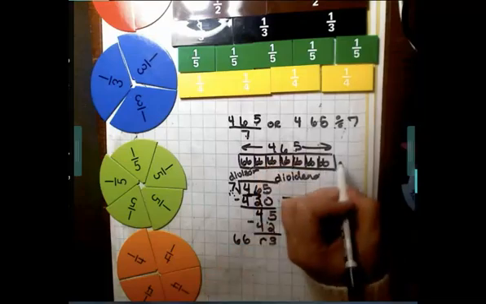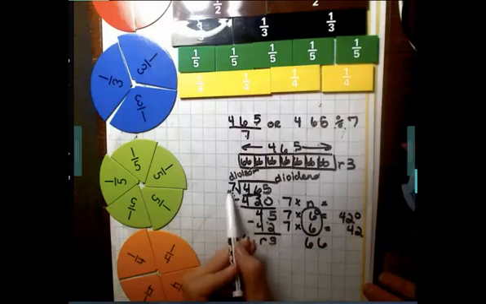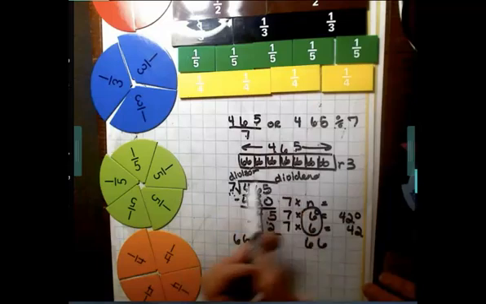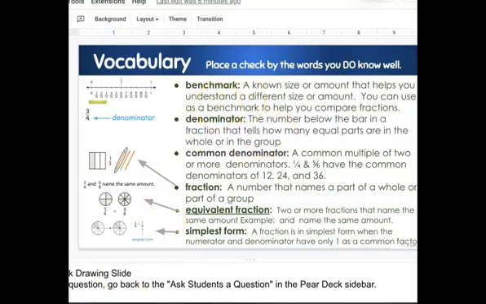But how many will be left over? There will be 3 left over. So 465 broken up into 7 groups is 66, remainder of 3. There's your review. All right, so let's take a look at some of our vocabulary.